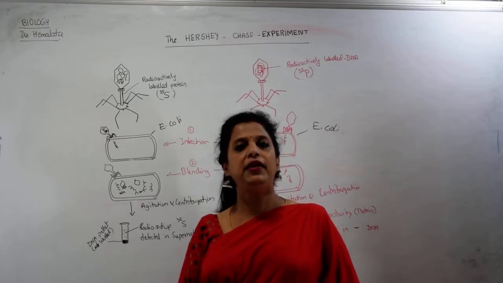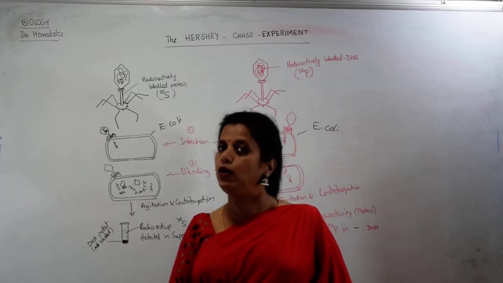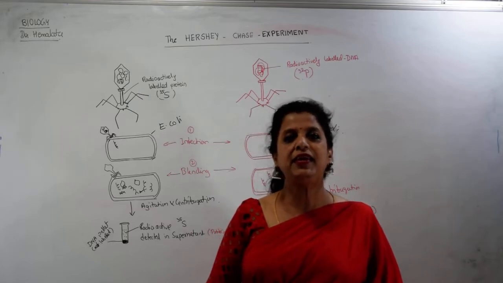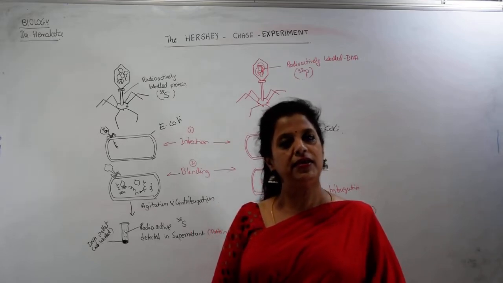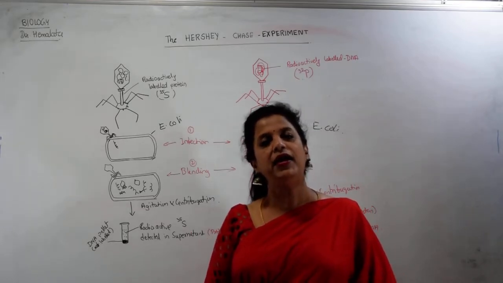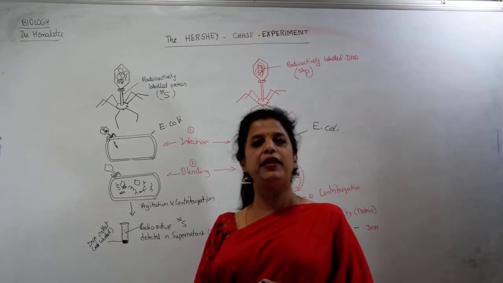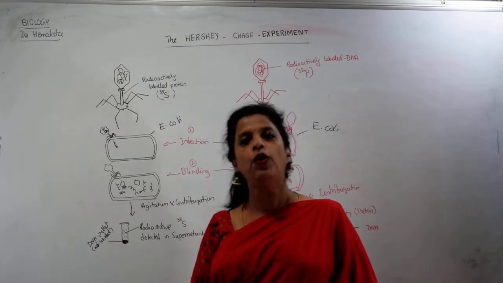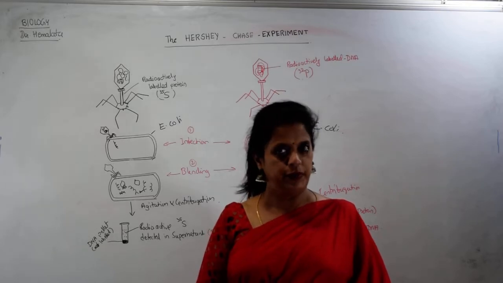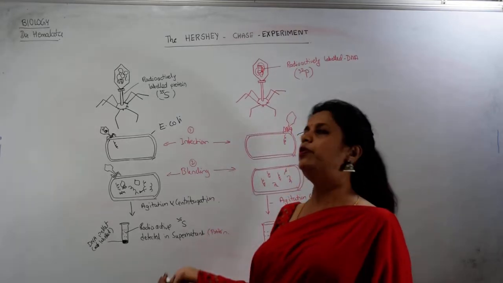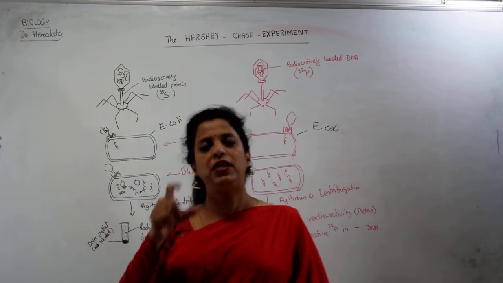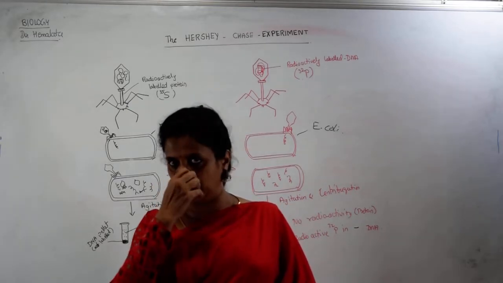That means DNA is only carrying the characters, not the protein coat. This indicates clearly that DNA is the hereditary material that transfers the characters from parents to their offspring. So this Hershey Chase experiment, the drawing, you have to explain step by step. You will get a 5 mark question.